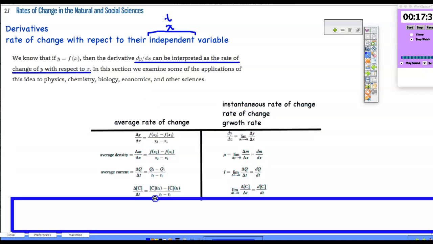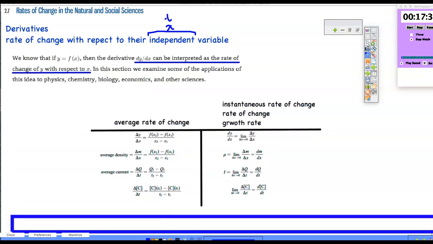And so the difference here that I illustrated: how do we compute the average rate of change versus the instantaneous rate of change? The instantaneous rate of change is looking at that limit definition, i.e., finding that first derivative. So let's take a look here at a couple of examples.